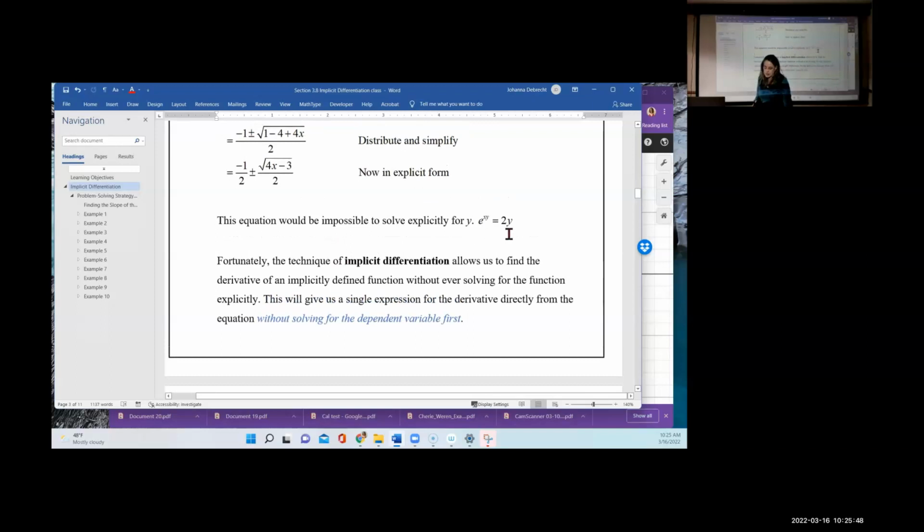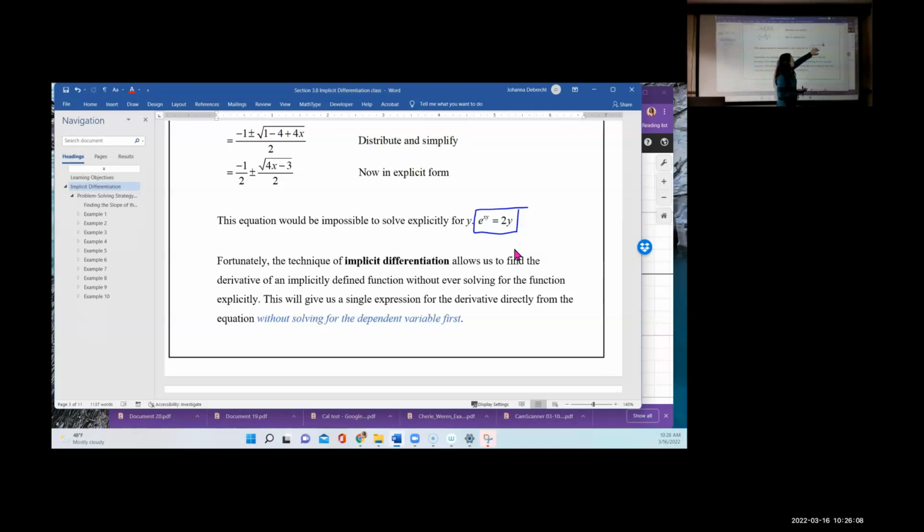It also is necessary in cases where it's not just hard to write it explicitly, but it's impossible. I gave you an example of one earlier where it was impossible. And here's another example of a place where it is impossible to write this formula explicitly in terms of y.